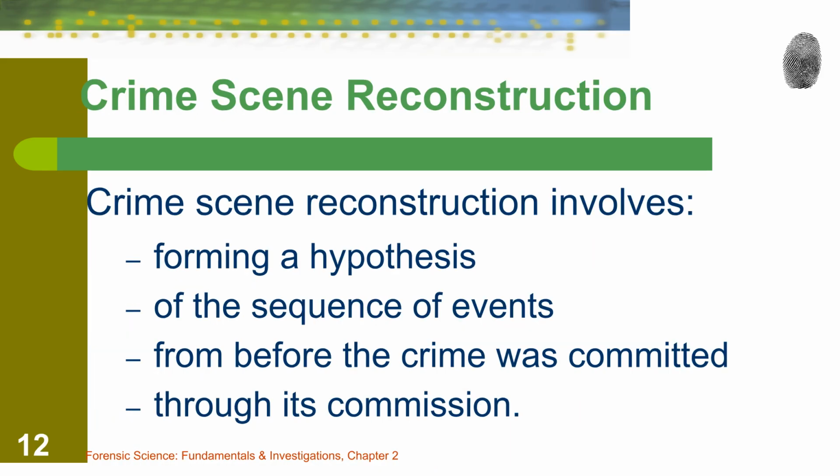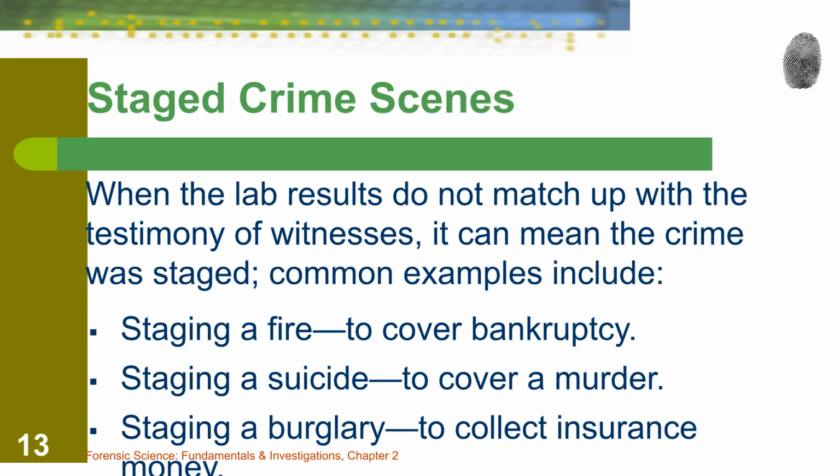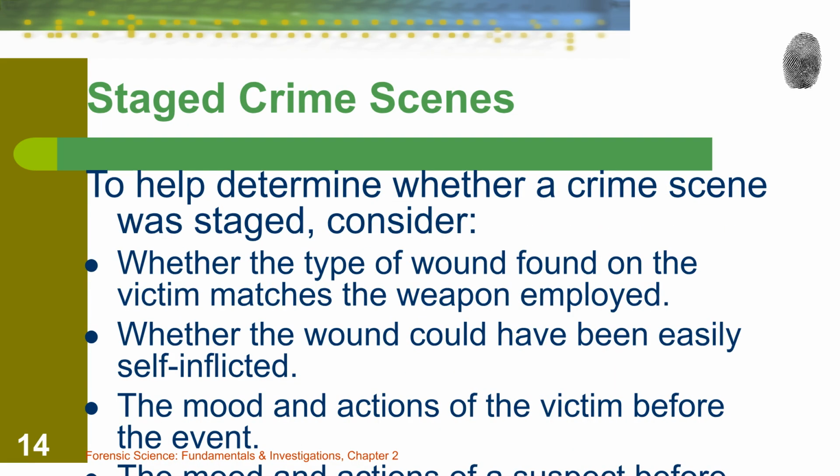Crime scene reconstruction involves forming a hypothesis about the sequence of events from before the crime was committed through its commission. If lab results conflict with witness testimony, it may indicate a staged crime scene. Common examples include staging a fire for bankruptcy or a suicide to cover a murder. To determine if a crime scene was staged, consider if the victim's wounds match the weapon, if the wound could be self-inflicted, and the actions of the victim and suspect before the event.